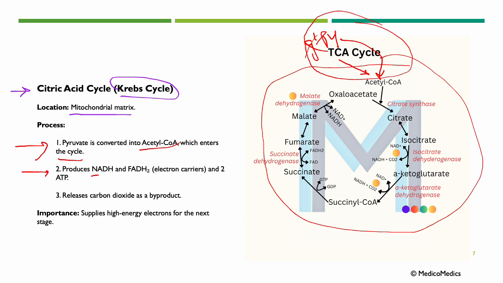Then it produces NADH and FADH2. These are electron carriers, and 2 ATP. They will release carbon dioxide as a byproduct. So the importance of this step is that it supplies high energy electrons for the next stage. So the Krebs cycle is like a power generator breaking down fuel to produce energy-rich molecules. Now, these high-energy electrons move then to the final stage, which is oxidative phosphorylation.